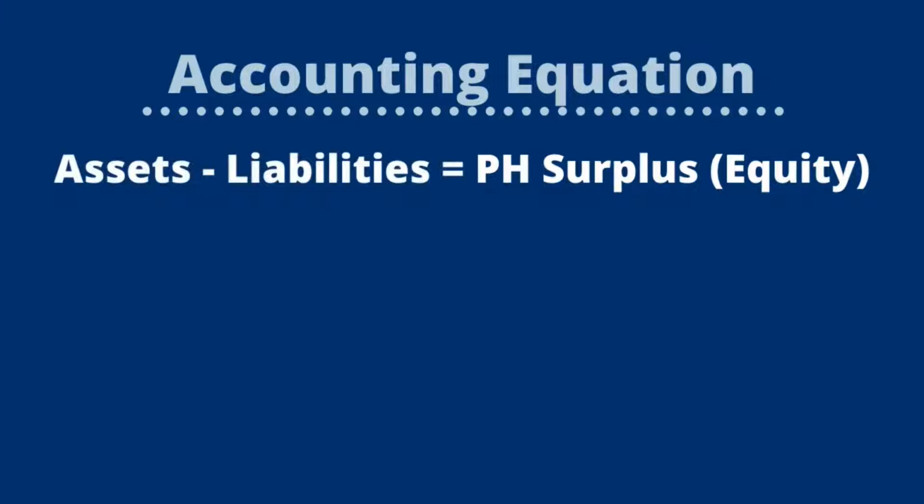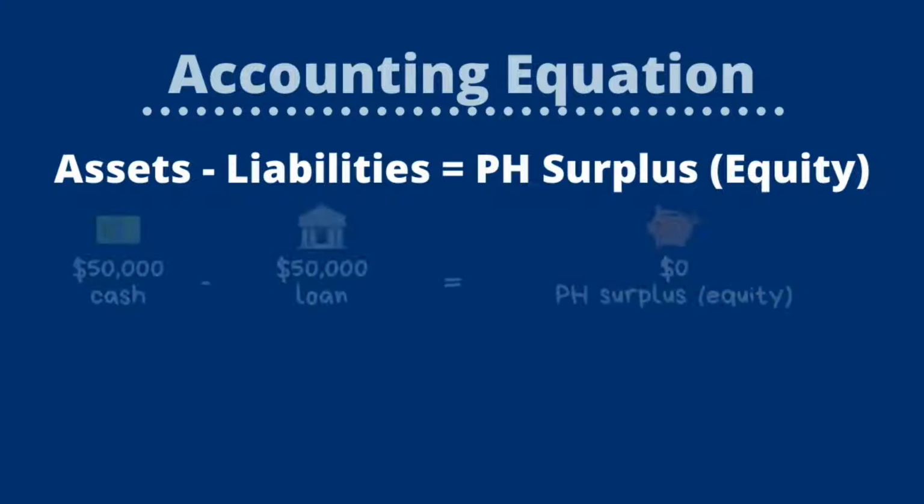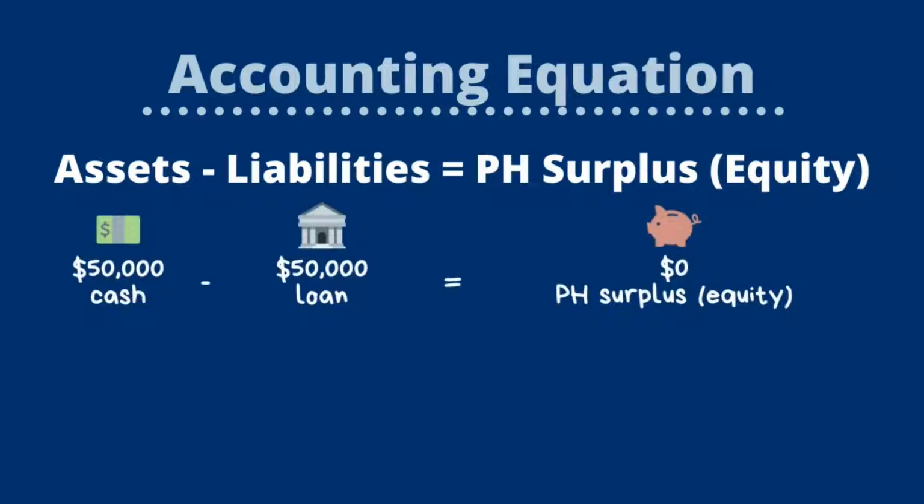To understand what this equation tells you, let's walk through how your accounting equation would develop if you were to start a new business. If you took out a $50,000 loan to start your business, you would now have $50,000 cash, but you would also have $50,000 in debt. Your accounting equation would look like this: $50,000 in cash assets minus $50,000 in liabilities equals 0 PH surplus or equity. Even though you have so much cash, it isn't really yours, and that is reflected in the PH surplus or equity figure.